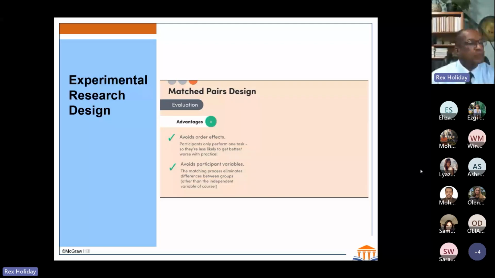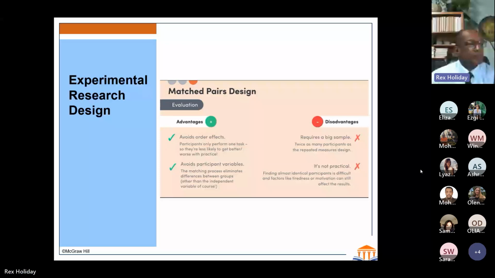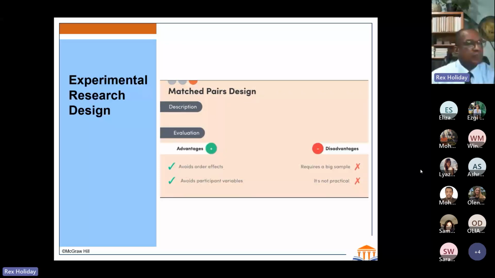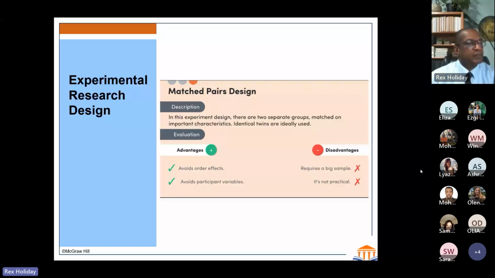You still need a big sample, with twice as many people compared to if you were using a repeated measures design. There are also issues with practicalities. It can be a pain to find a big group of participants who have near identical characteristics, and even if you do, on the day of the testing, there can still be differences in levels of motivation or tiredness, which could affect your result, so it's not perfect. So for a match pairs design, you have two groups of matched participants who take part in either the experimental or control condition. Matched participants have to have a number of the same factors, meaning identical twins are your best bet.